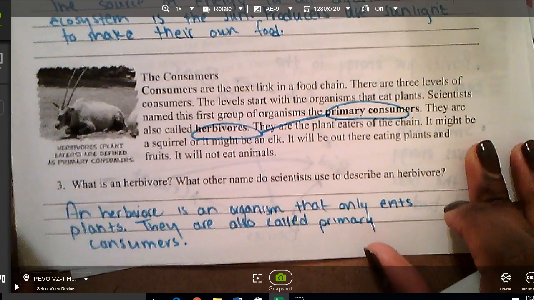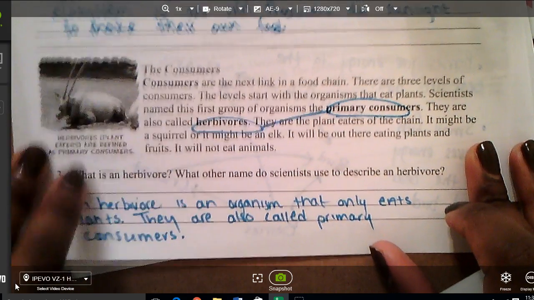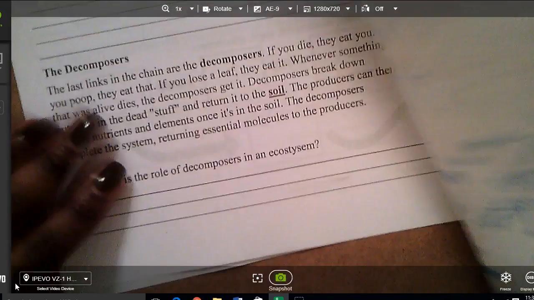Alright, let's go ahead and turn the page. If you need to pause the video to get anything down or rewind, go ahead and do that at this time.